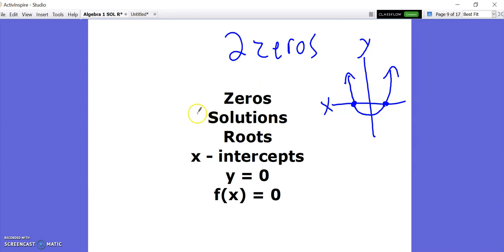The one we haven't talked about here is solutions. Basically what that means is you're going to set the equation equal to 0 and then solve it. So that's why they call it solutions. So all of those things can mean the same thing. It all means finding zeros.